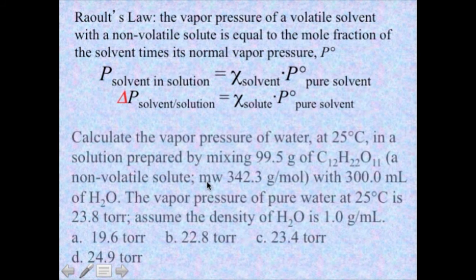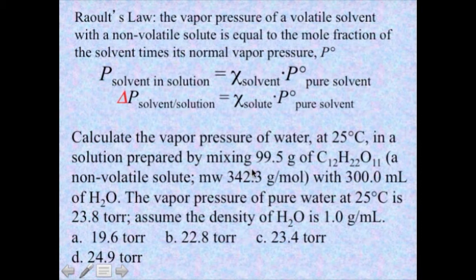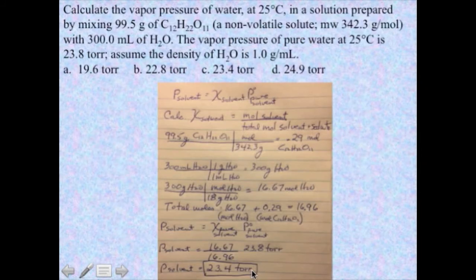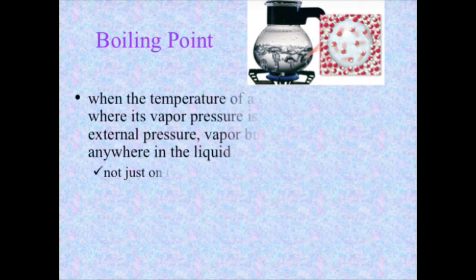So here's a question. Calculate the vapor pressure of water at 25 degrees in a solution prepared by mixing 99.5 grams of sugar with 300 milliliters of water. The vapor pressure of pure water at 25 degrees is 23.8 torr. Pause it, try it, and then we'll show you our answer. The answer would be 23.4 torr.